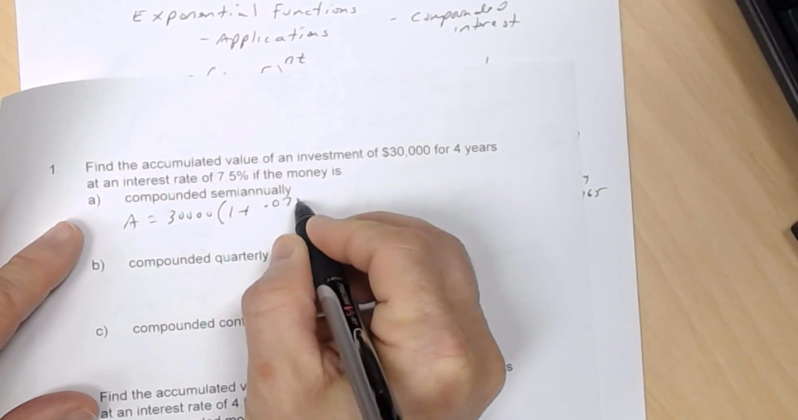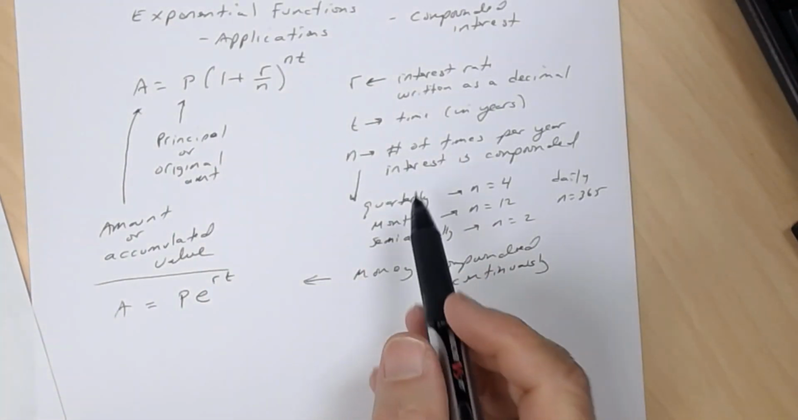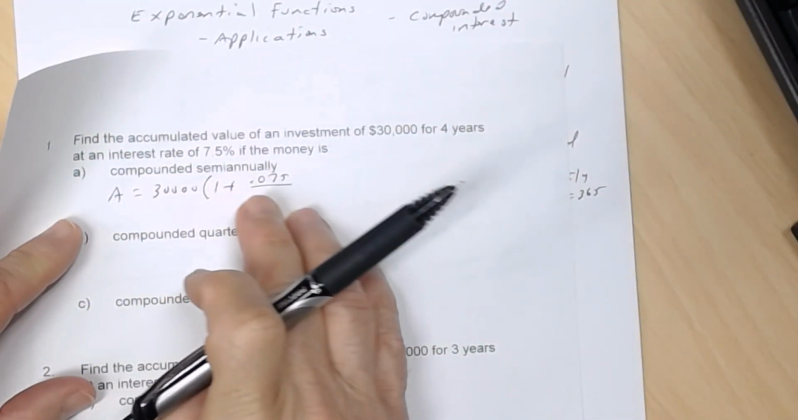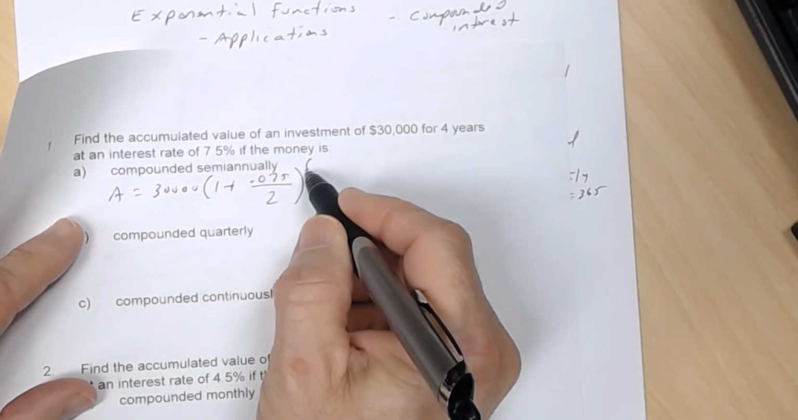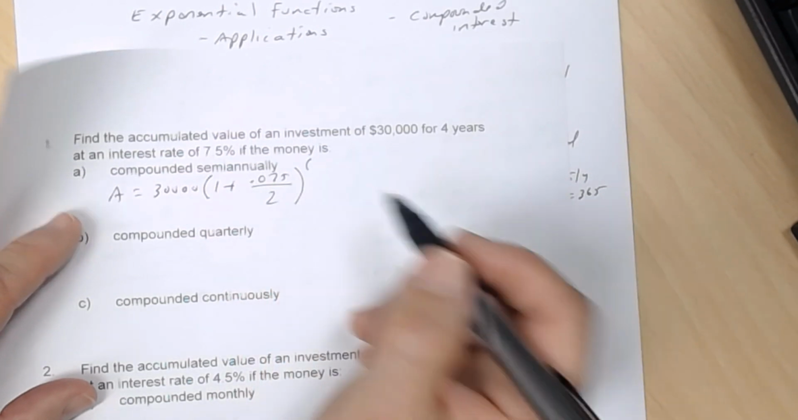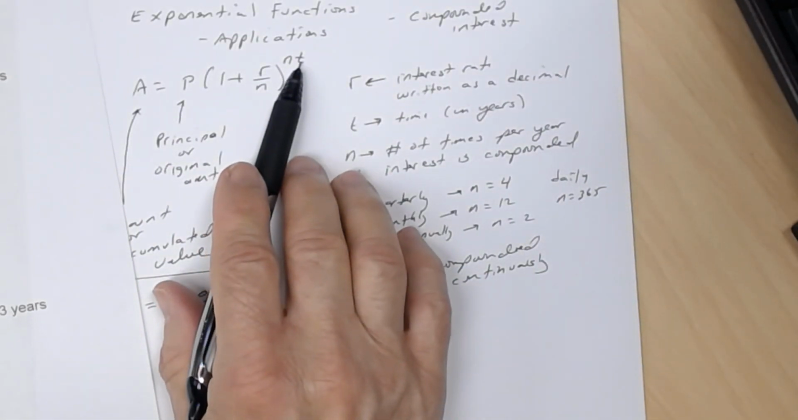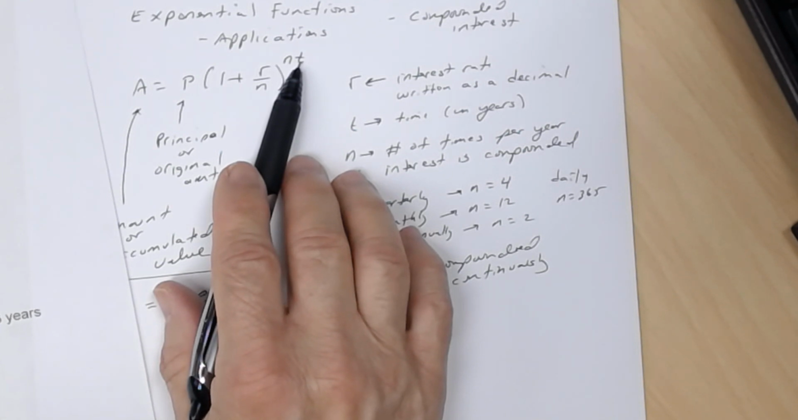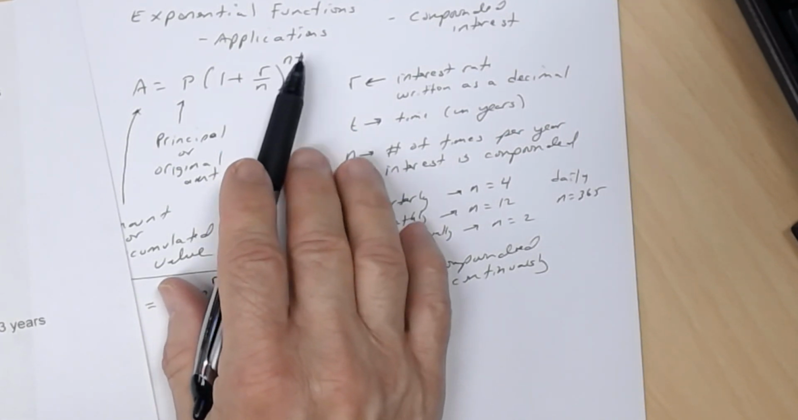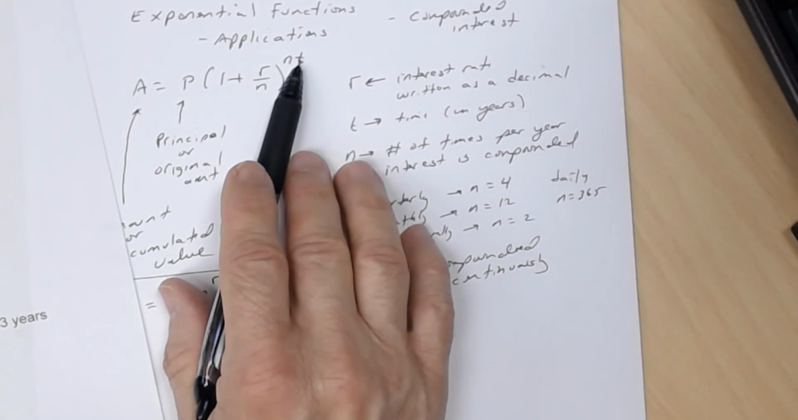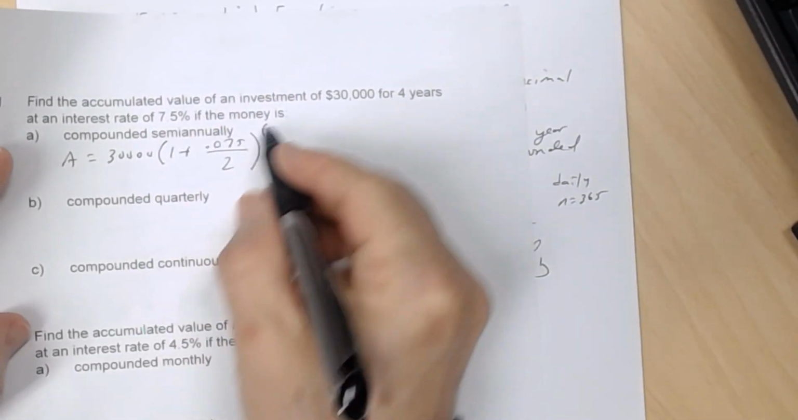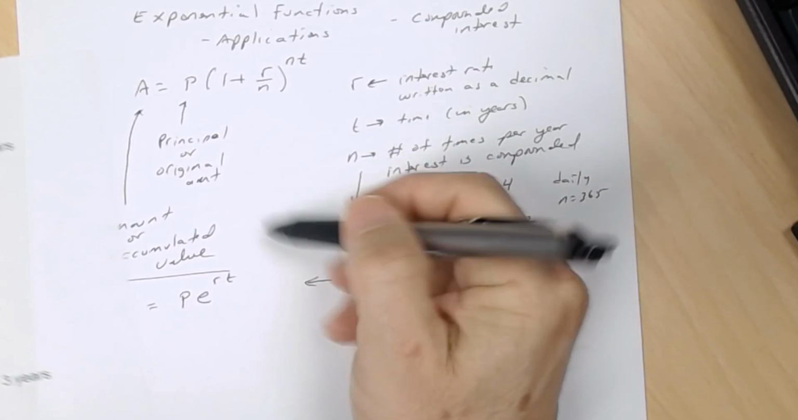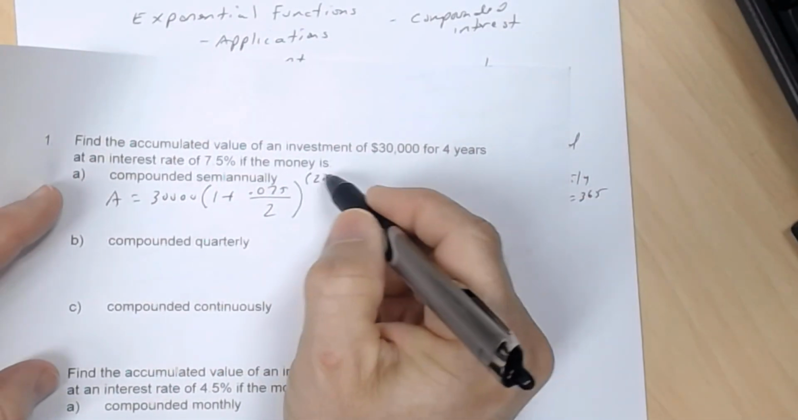So that's 0.075 divided by n, and remember, n is the number of times compounded per year. Semi-annual is how many times a year? 2. All raised to, and I would put this in parentheses, because sometimes the time is a decimal, sometimes a fraction. But in our case, it will either be a terminating decimal or a whole number. So nt, n is 2 times t, which is how many years? 4. So t is 4.